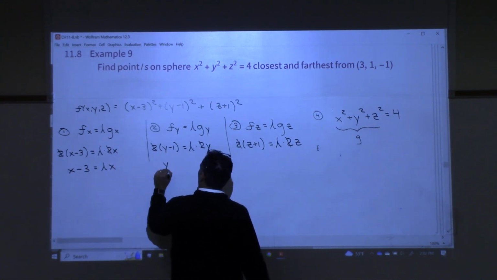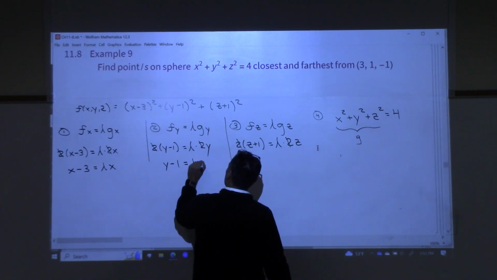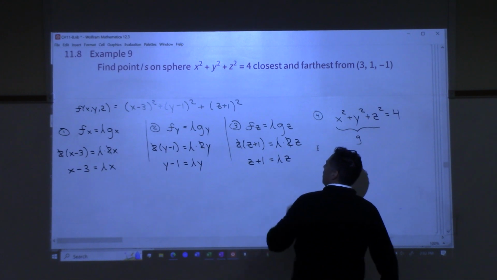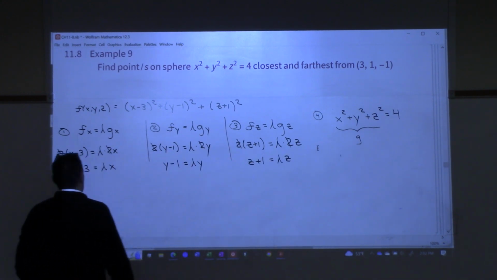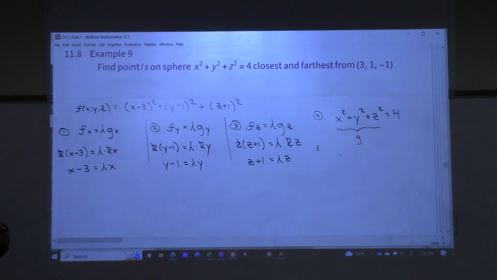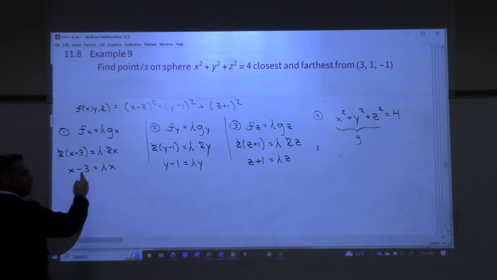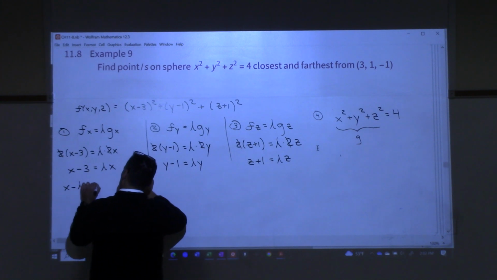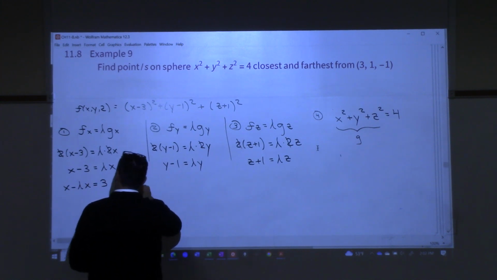And then y minus 1 equals lambda y. z plus 1 equals lambda z. Okay, that's just it cleaned up. Now, here's what I'm going to do. I'm going to bring this x term to the left. I'm going to take the negative 3 to the right. That's just my choice. I can move everything to the right if I wanted to. I just wanted to make that a positive 3, so I moved it over. So I get x minus lambda x equals 3.